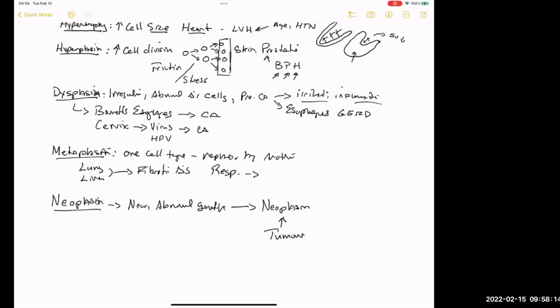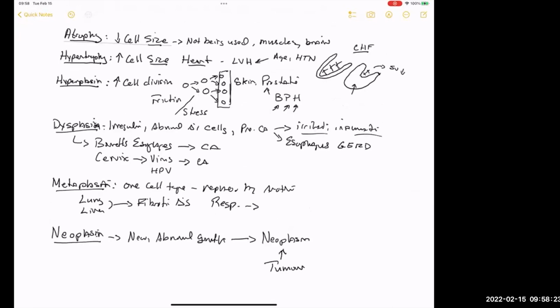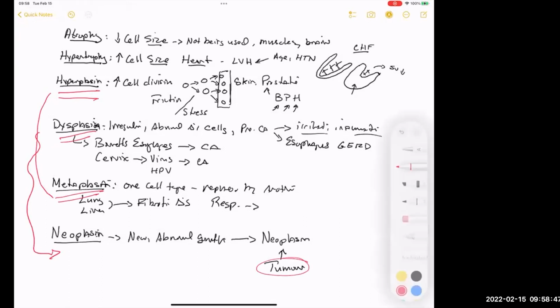And typically what you get with tumors is multiple adaptive changes, right? So you get cells that are undergoing hyperplasia, so you have increased cell division. These cells tend to be dysplastic, metaplastic, and when you get these things occurring at the same time, that can lead to neoplasia, new abnormal growth. You get a tumor, and there are two major types of tumors. They're what we call benign tumors, and they're what we call malignant tumors.